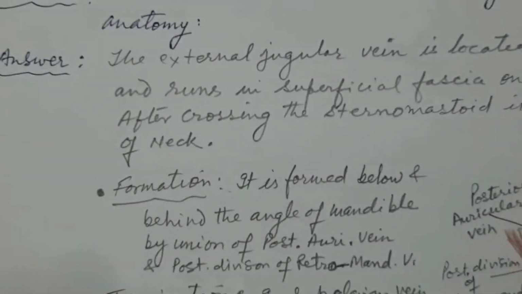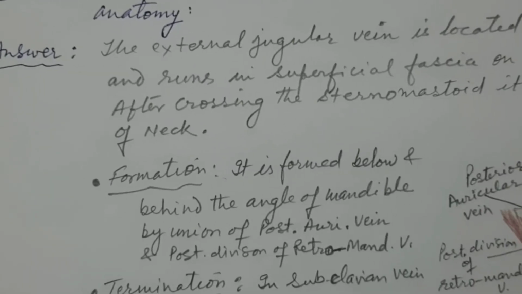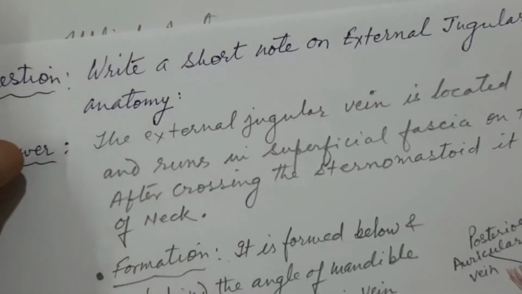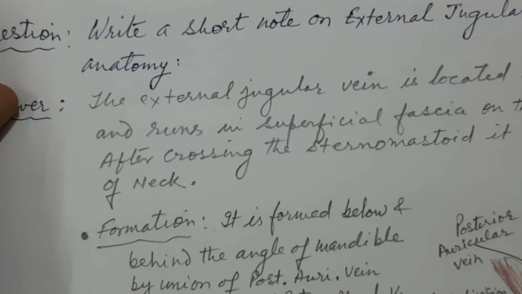So we have covered the external jugular vein for the short note under the various headings: formation, termination, course, tributaries, and applied importance. Thank you very much for watching this short video.